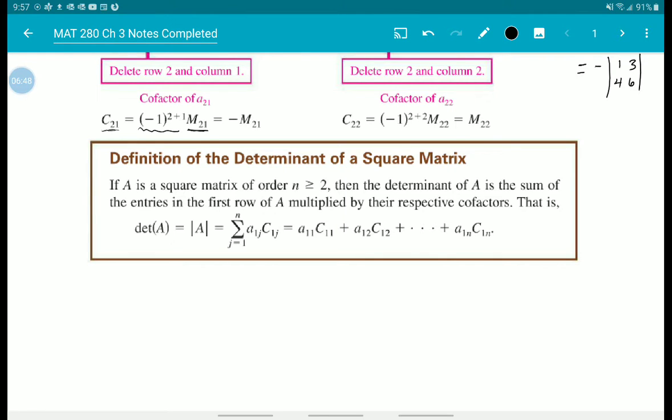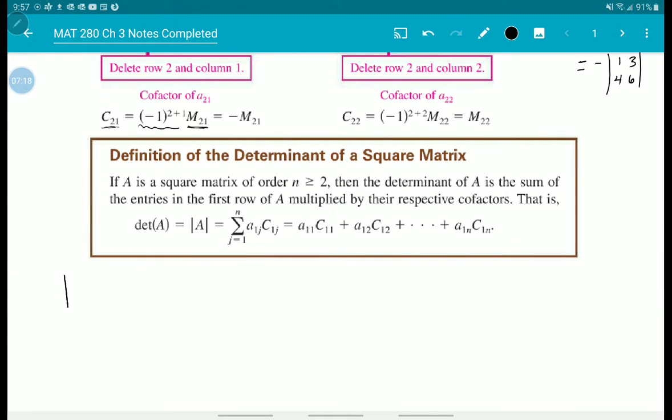So now let's move on to this definition. If A is a square matrix of order n greater than or equal to 2, then the determinant of A is the sum of the entries in the first row of A multiplied by their respective cofactors. This is called a cofactor expansion. So if we want to find the determinant of a matrix, 2 by 2s are easy, right? Because they've got that nice little formula. Everything else is built off that idea of a 2 by 2.